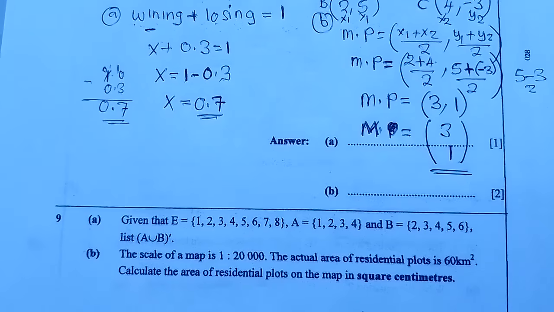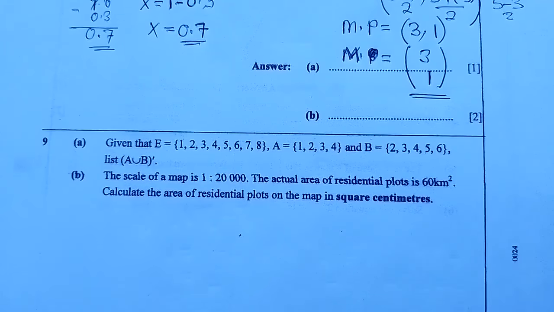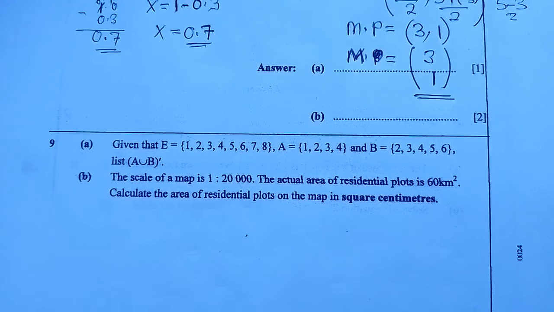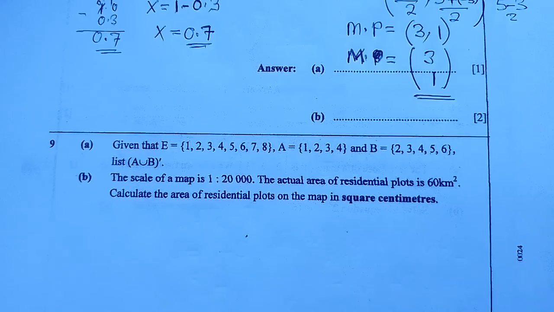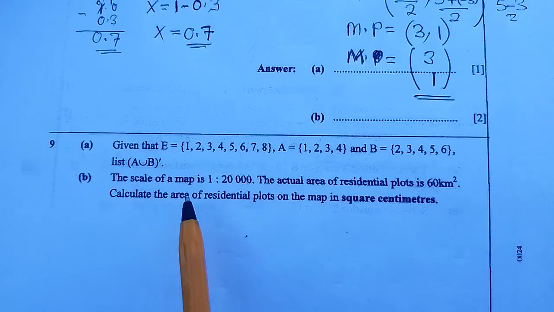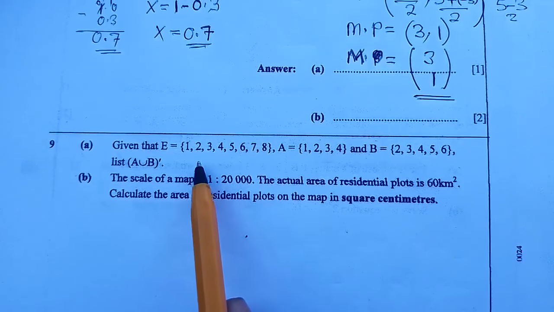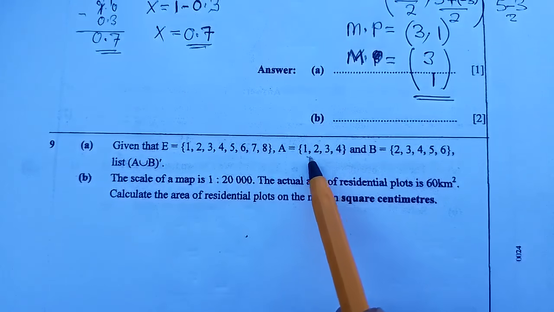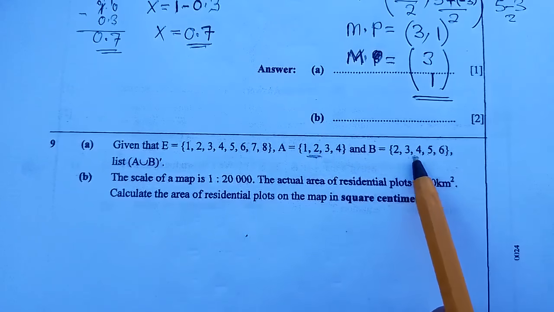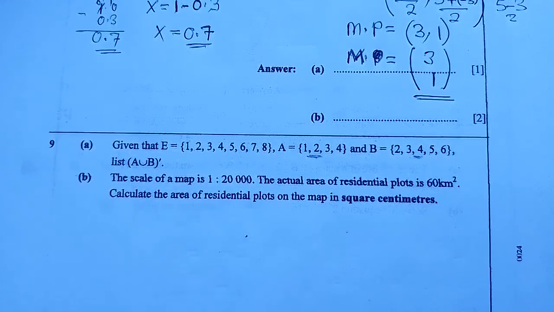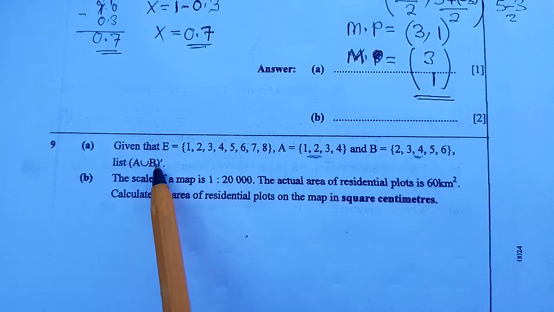Let us move to question 9. Question 9 is under sets. So what is the question saying? Given that E, the universal set, is equal to this. This is what you are given. So this is your A, this is your B. Then you are told to find what? You are told to find A union B complement.